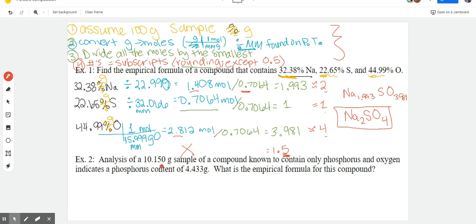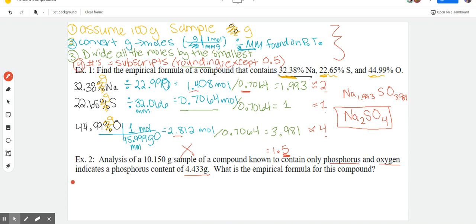But for now, what we have is a 10.150 gram sample, so an unknown sample. But it has phosphorus and it has oxygen. And then it tells you that phosphorus is this much, so what is the oxygen? So you have 2 options, and I'm going to go the percent route. Some of you might look at this and say, well, we could skip that. That's true. But for now, I want us to go back to percent composition.